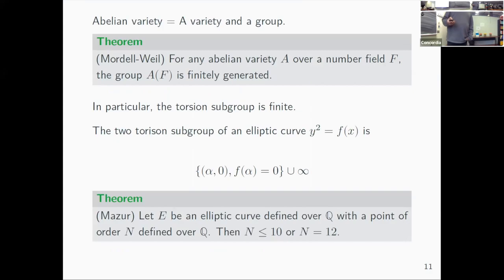And there's a very famous theorem by Harvard mathematician Barry Mazur that says if you have an elliptic curve defined over Q and you have a point of order n, so you add it up with itself n times to get 0, and it's defined over Q, so the coordinates are also in Q, then this can only happen if n is less than or equal to 10 or n is 12. So it limits in a very strong way the number of torsion points that an elliptic curve over Q can have.